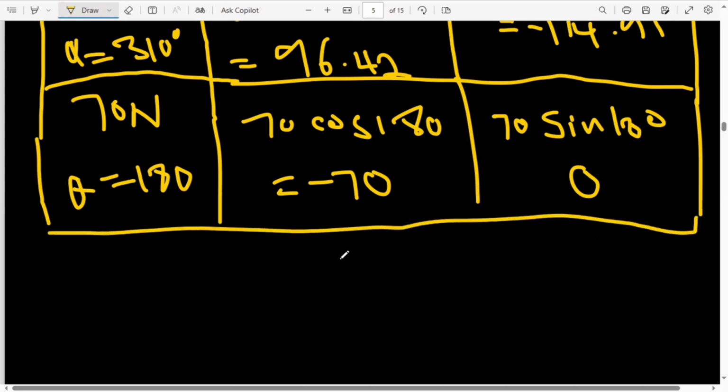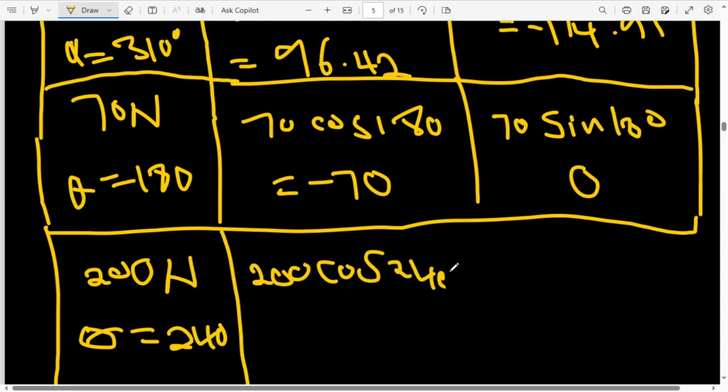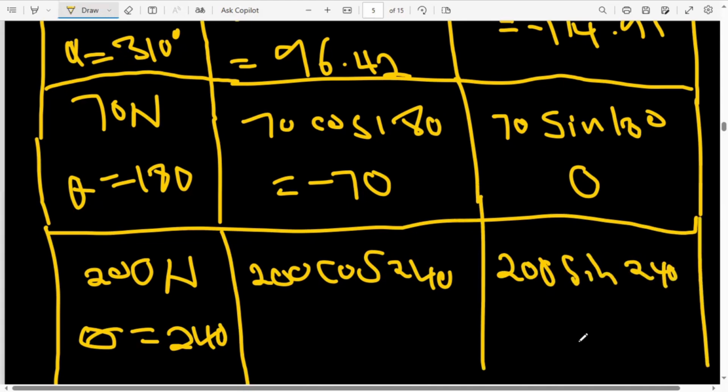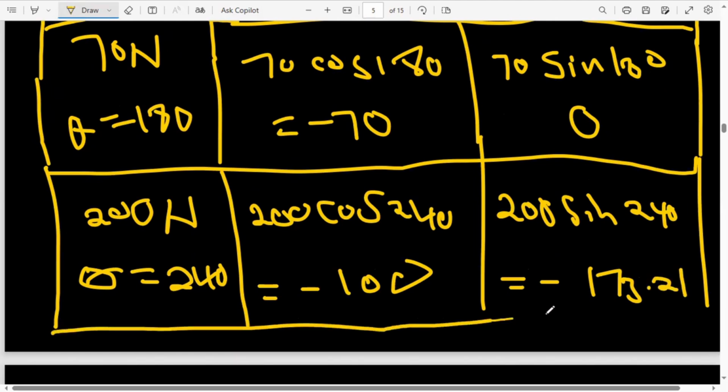Then we can find the last component. For the last one, we had 200 newtons and the angle was 240. So this was 200 cos 240, and on the other side, 200 sine 240. What do you get when you plug this into your calculators? Here I'm going to get minus 100, and there I'm going to get minus 153.21. So we are done with resolving all these vectors.